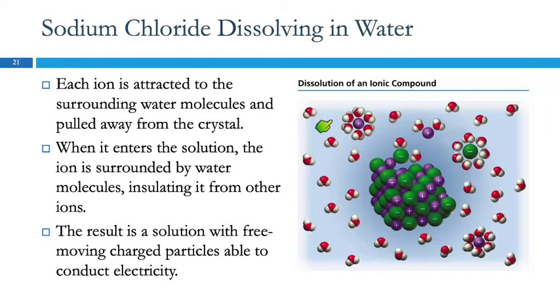But these are free to move relative to each other. This sodium ion does not have to stay close to the chloride anion anymore. They're free to move around. Any questions? So that's salt and water, right? Yeah, this is representing a chunk of salt that's beginning to dissolve in the water.